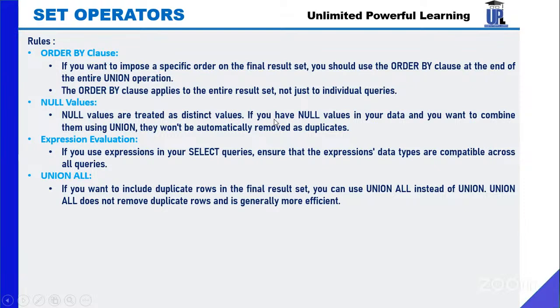And if you use select expressions, the data types should be compatible across all queries. And there is UNION ALL instead of UNION, but UNION ALL will not remove the duplicates. So instead of union you may use union all, but it includes the duplicate values. This is the importance of the rules and regulations of the union set operation if you want to merge the records from two tables. Any questions here?